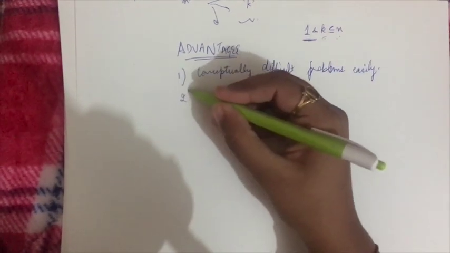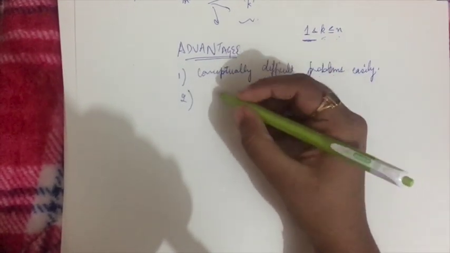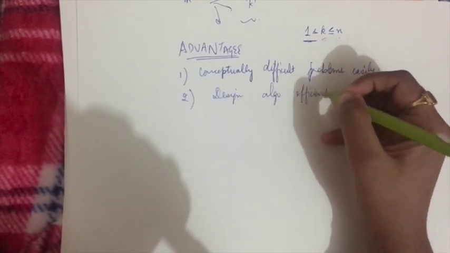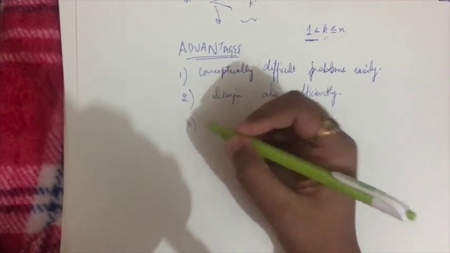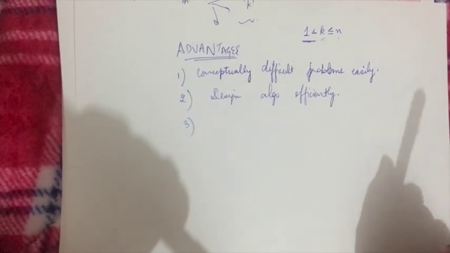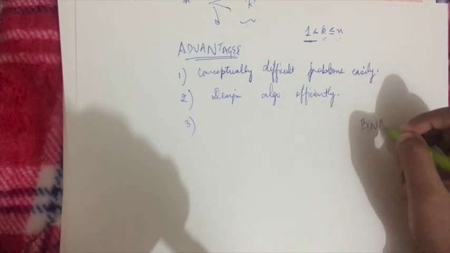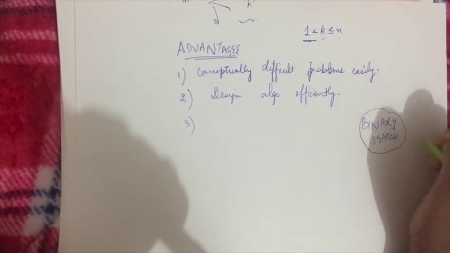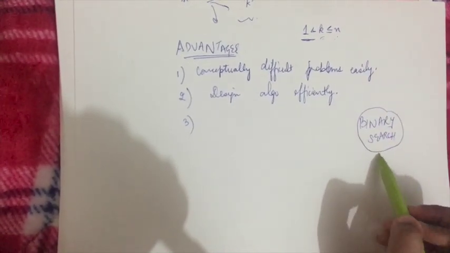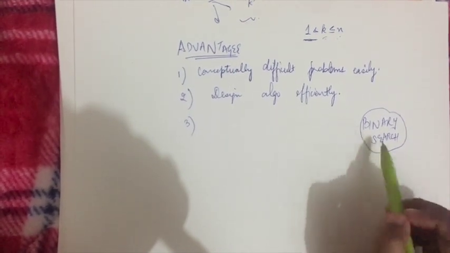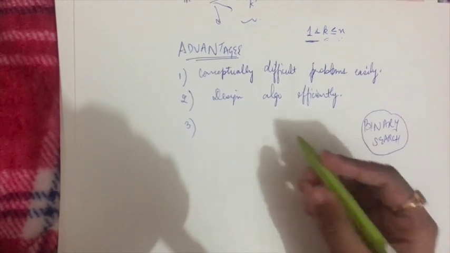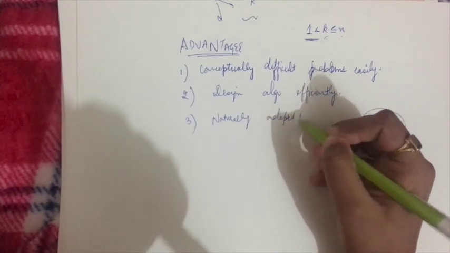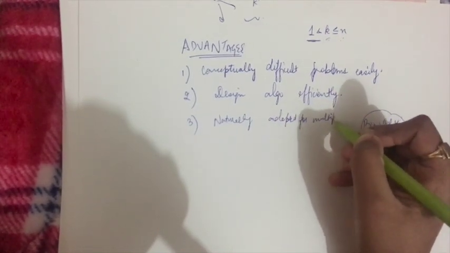Second, it gives way to design algorithms efficiently, wherever this technique is used. Suppose one of the implementations is binary search. I hope you all are aware of what binary search is. We are going to discuss binary search in later videos. When I have to design the algorithm for binary search using the divide and conquer technique, the algorithm design becomes very easy, okay. And the third is, it is naturally adapted for multiprocessor machines, okay.